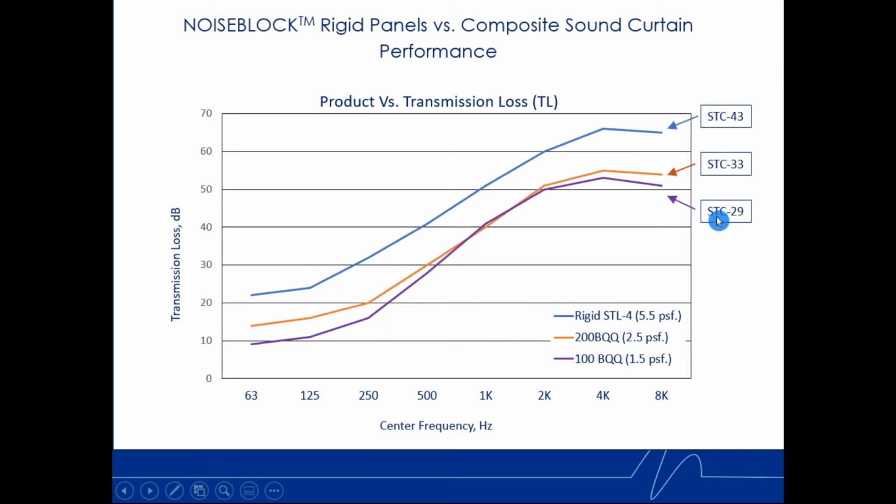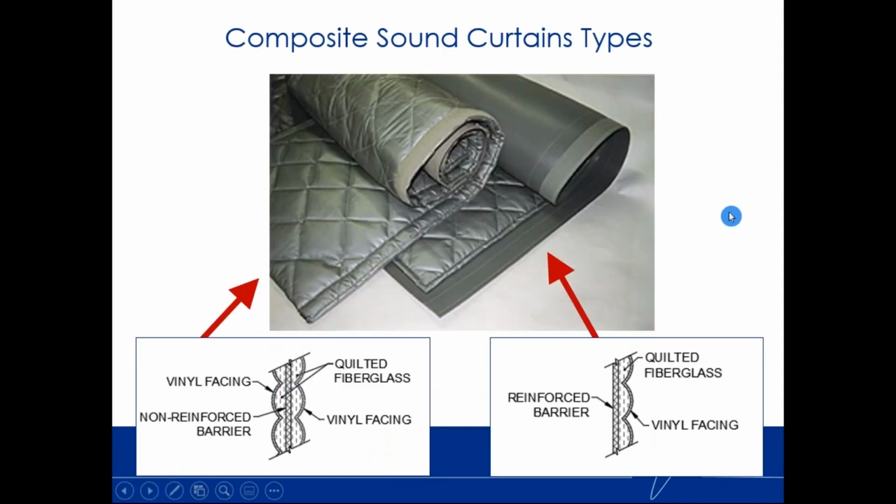That kind of compares the 3 products, rigid product at the top, and then our composite curtains on the next 2 curves. The 2 most common configurations of this product is what Kinetics would call our BQQ, or barrier sandwiched between two layers of quilt, here on the left. So you have your quilted fiberglass, your mass-loaded vinyl in the center. Gives you a nice absorption on both sides of the product, and in between that, it gives you a massive mass-loaded vinyl, which is going to block sound.